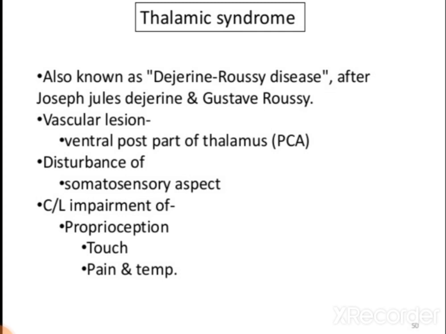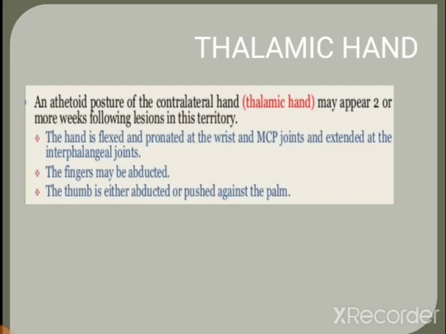Then the applied aspect: thalamic syndrome, also known as Dejerine-Roussy disease, after Joseph Julius Dejerine and Gustave Roussy. It is due to vascular lesions of the ventral posterior part of the thalamus. It will lead to disturbance of the somatosensory aspect and contralateral impairment of proprioceptive sensations, touch, pain and temperature.